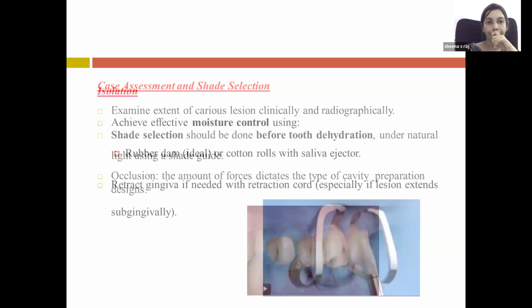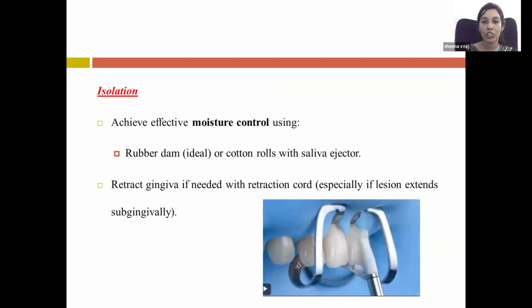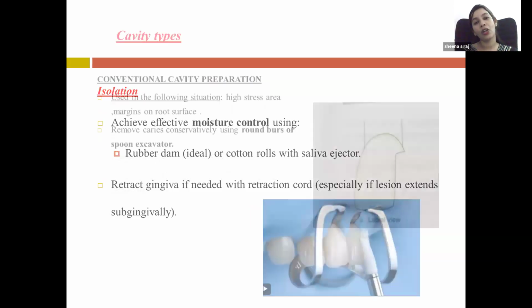Okay. So next, isolation has to be done. We know that moisture control is very important for the success of a composite restoration. Mainly we give a rubber dam, which is considered to be the ideal isolation method, and cotton rolls with salivary ejectors are also used. And as you can see in the image, it helps in retracting the gingiva. This can be accomplished again with the help of a retraction cord.